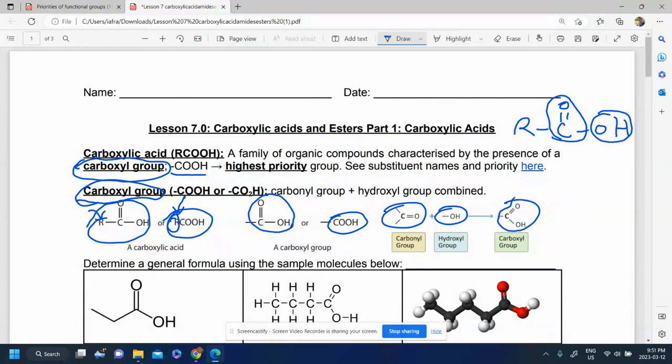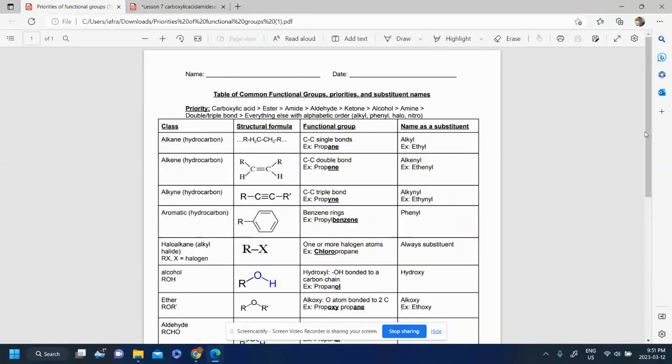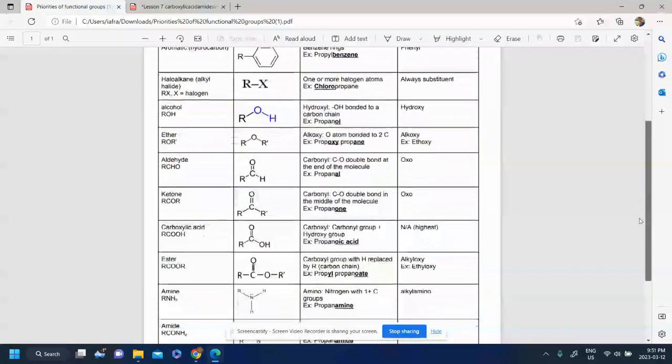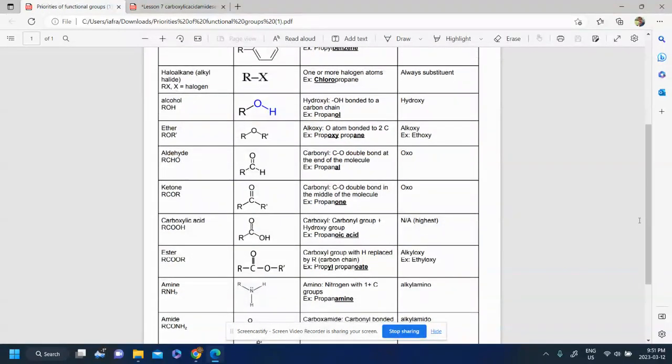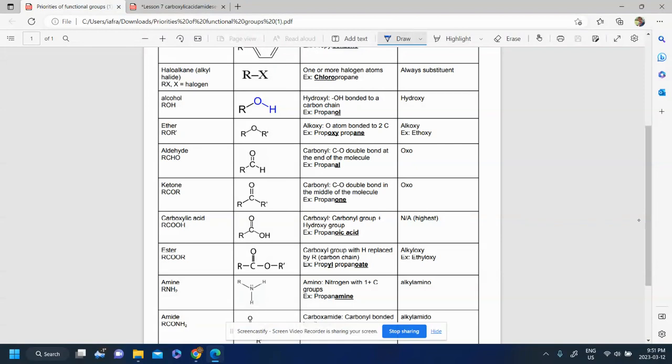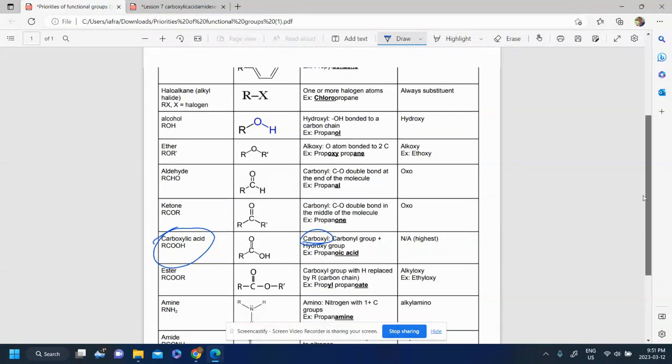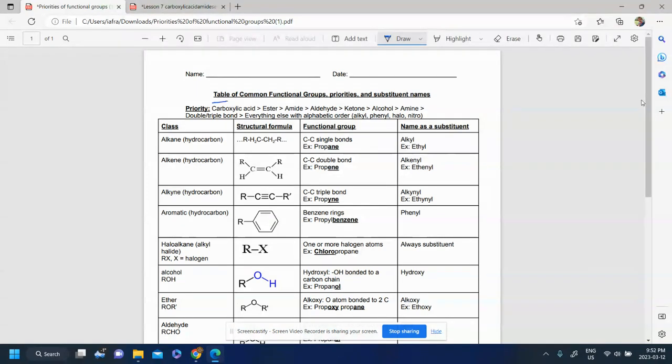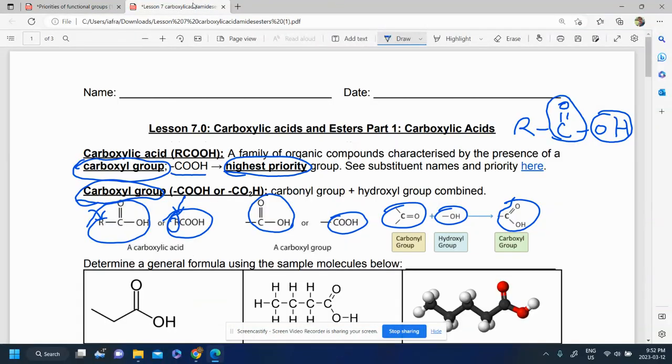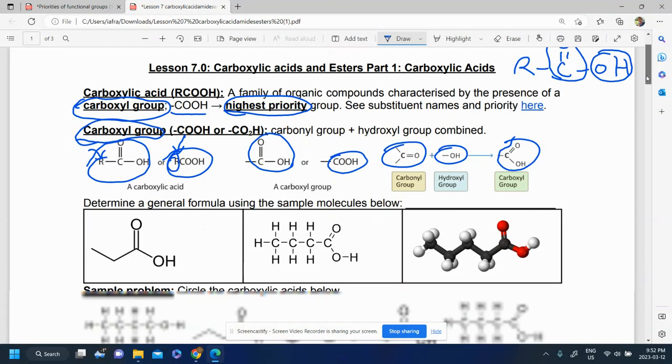What's really neat and important to understand about the COOH or the carboxyl group is that it has a very, very high priority. So when it's in a molecule with multiple functional groups, it will take priority over the majority of them. If you take a look at our priority list here, here's the carboxylic acid with the carboxyl functional group. Its priority, you'll notice, is actually the highest of all. So it takes precedence over all other functional groups, which is important to know as we name more complex molecules.